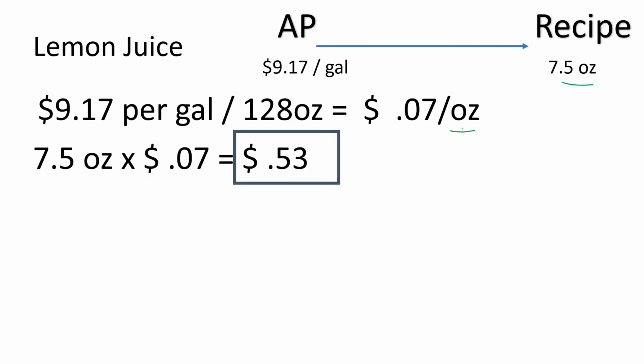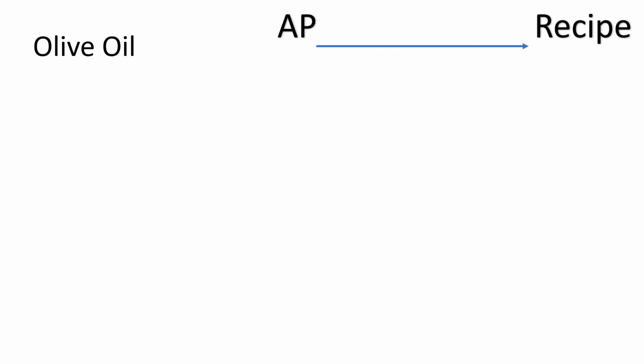So 7.5 ounces is what we need times 7 cents each ounce gives me a total of 53 cents. I guess because you need so many lemons for that lemon juice. True. All right. So olive oil.